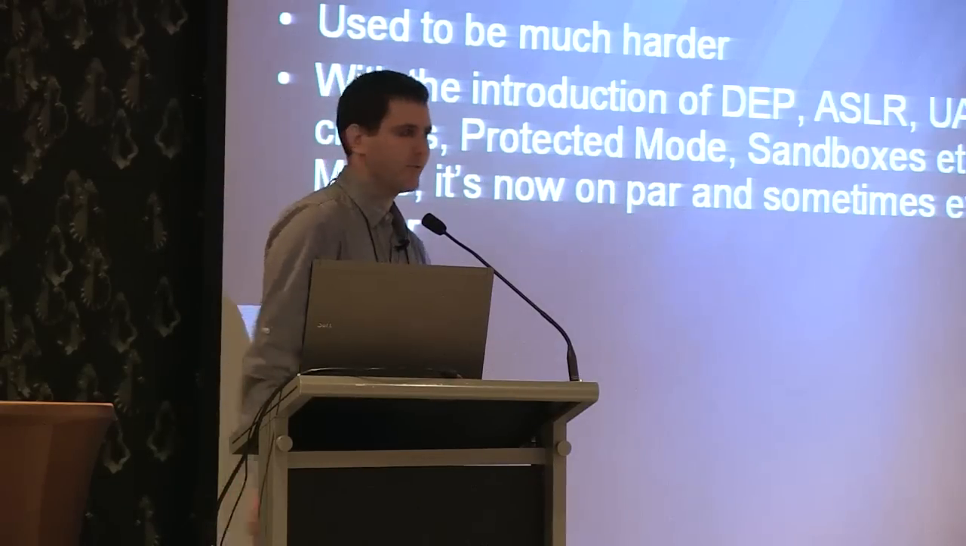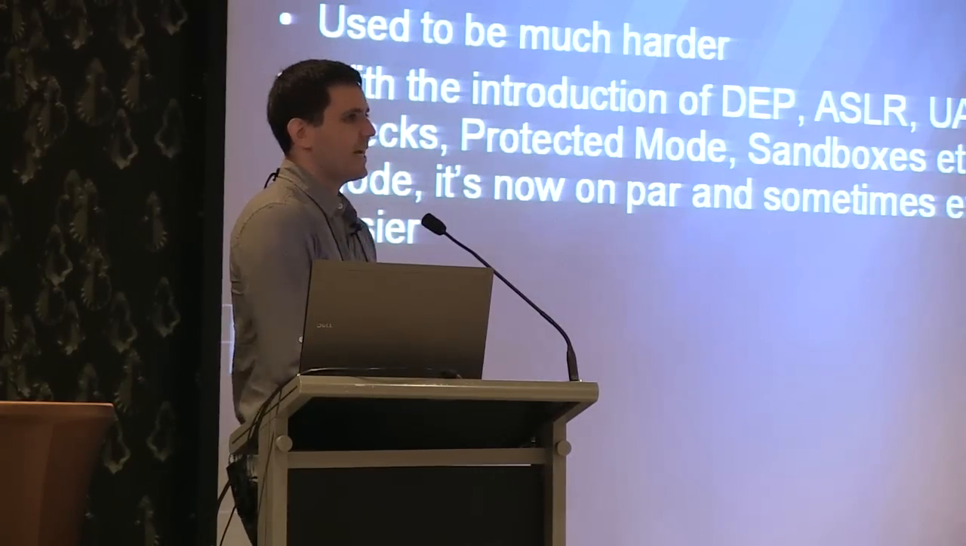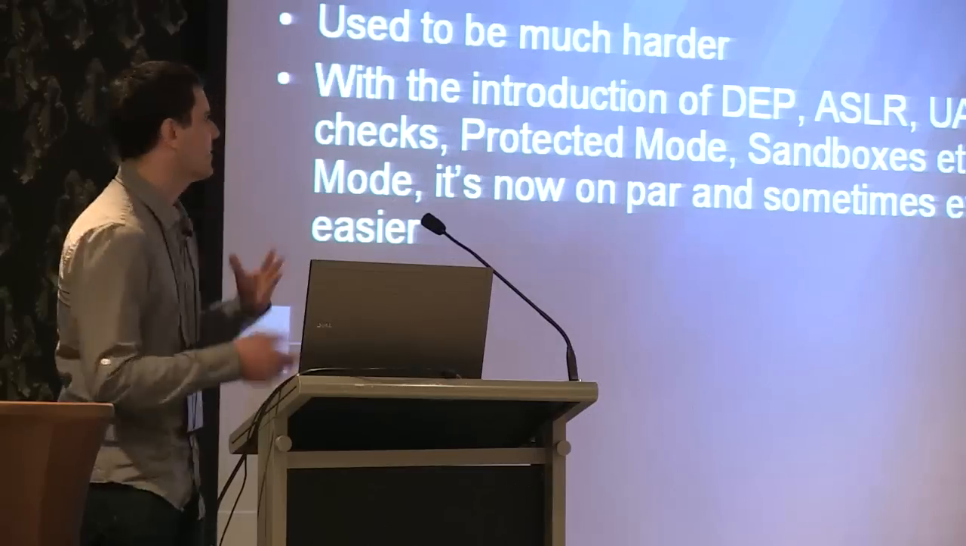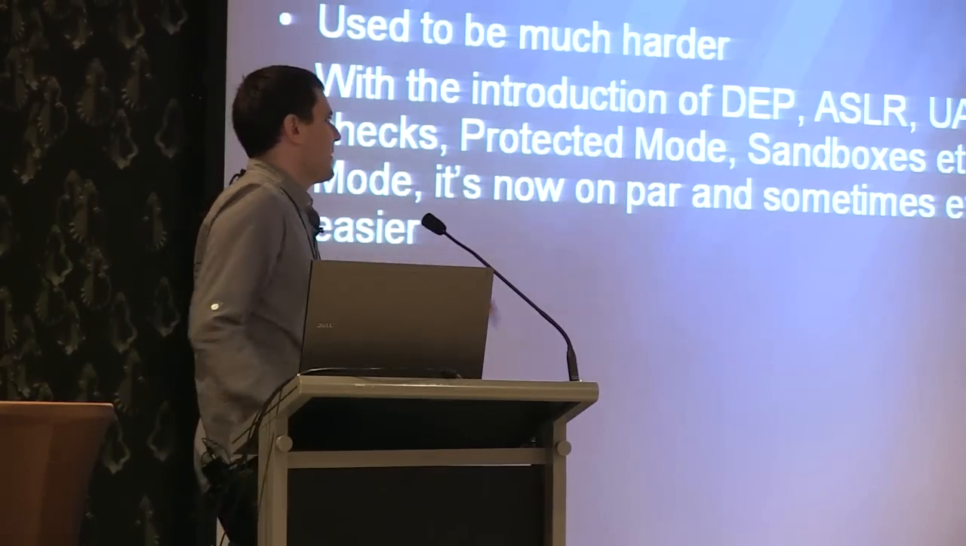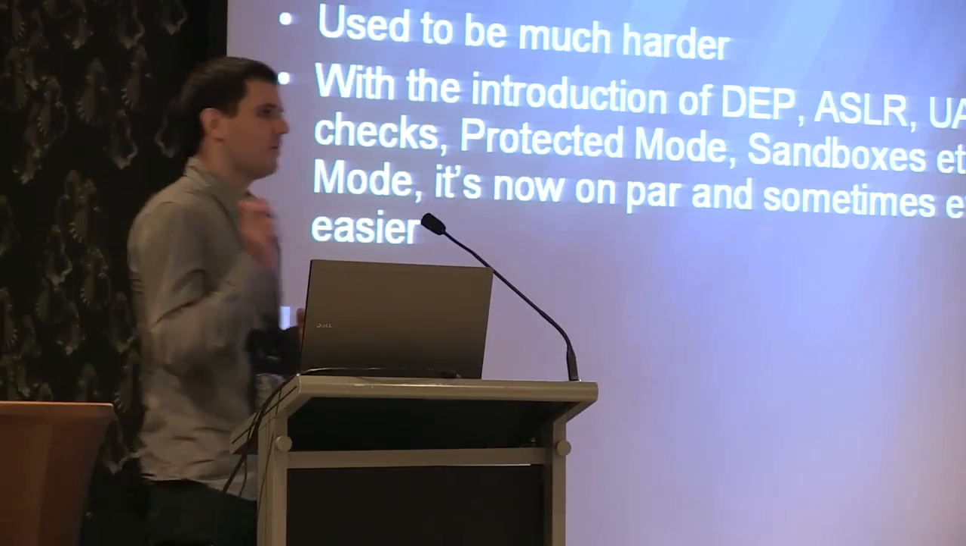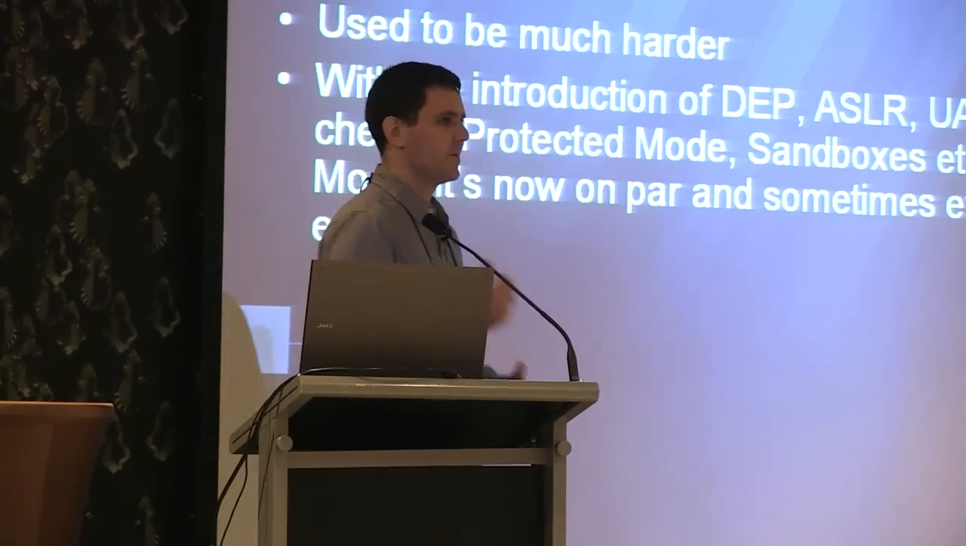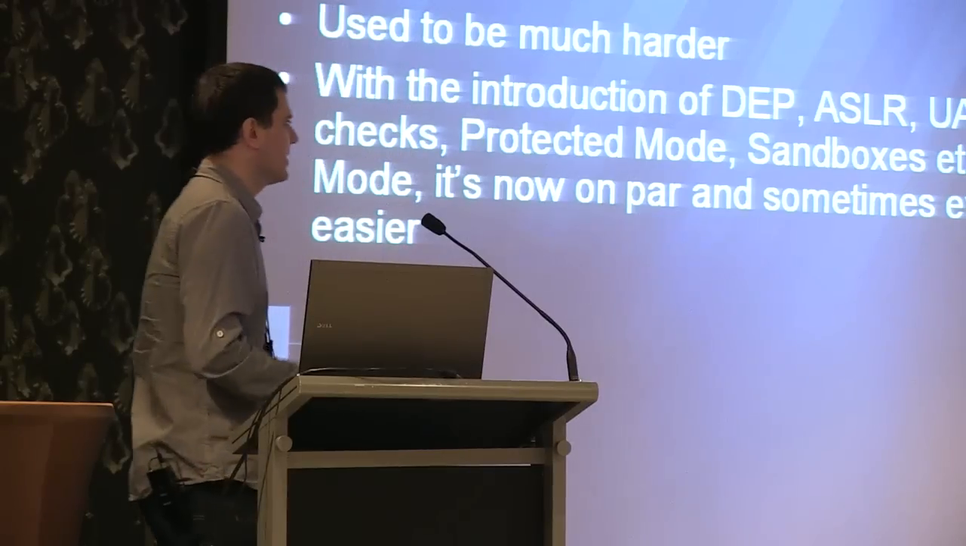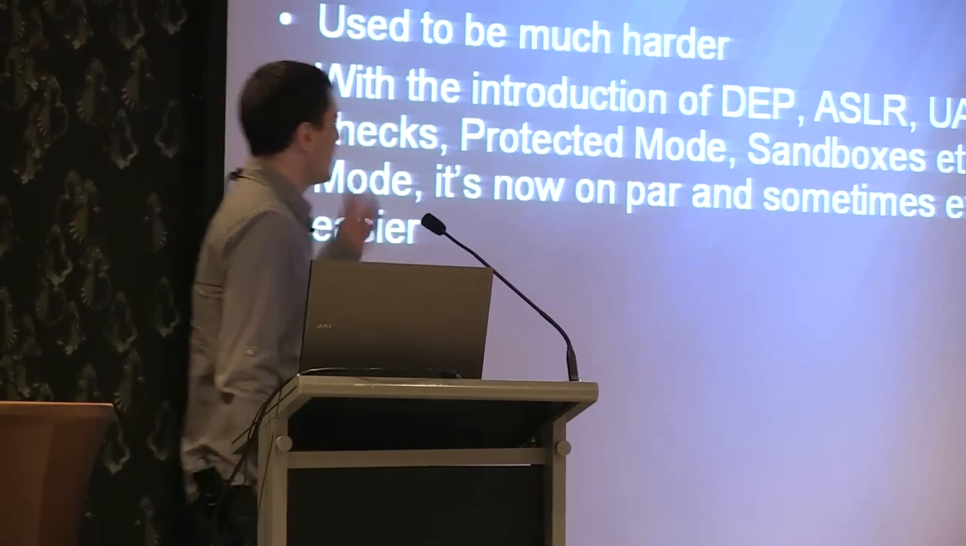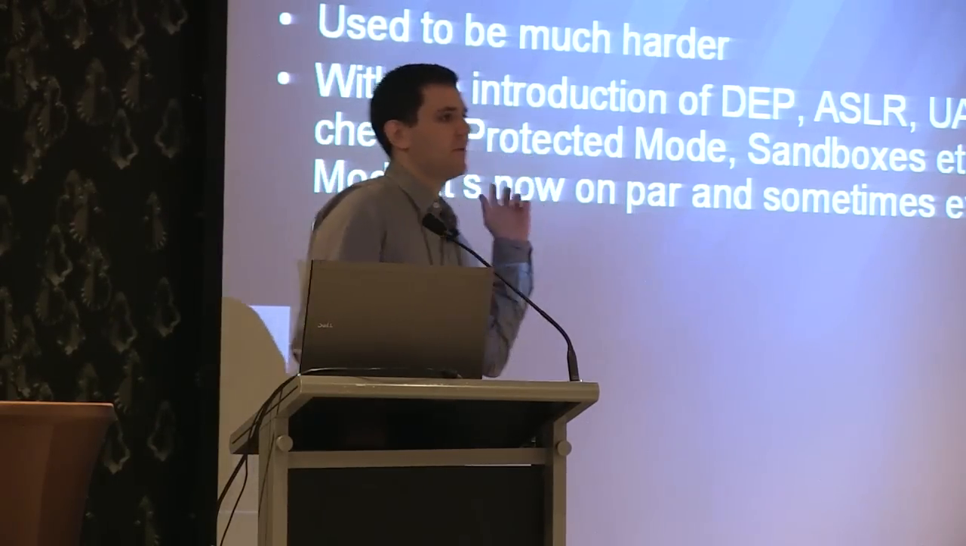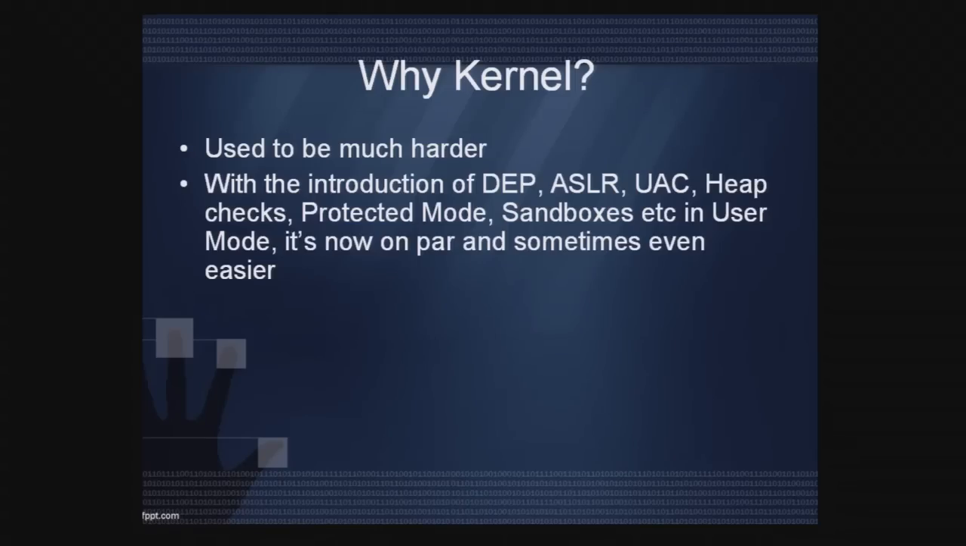But in recent years, we've had lots of development in terms of protecting user mode. DEP, ASLR, UAC, there's all the heap stuff, and user mode has become much more complicated to exploit. There's lots of protections there. We've got low integrity mode, or what's known in IE as protected mode, and the sandboxes in Chrome. All of it makes exploiting in user space very complicated. So we're getting to the point where it's actually maybe easier to exploit the kernel.